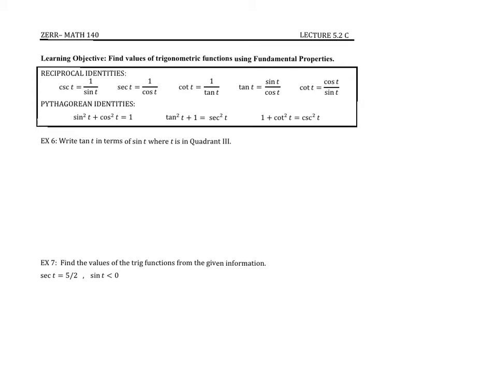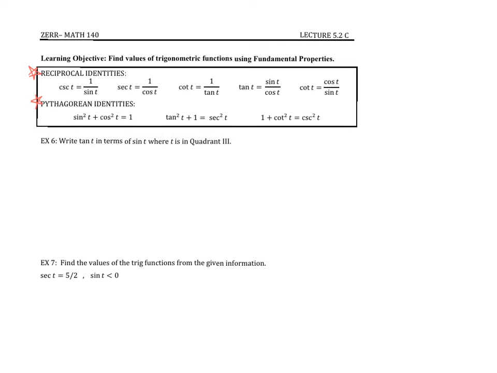We're going to use fundamental trig properties to evaluate trig functions and rewrite certain functions in terms of, for example, tangent. We're going to rewrite that in terms of sine in particular quadrants. Okay, so we've got several really important fundamental properties. We've got the reciprocal properties and we've got the Pythagorean properties.